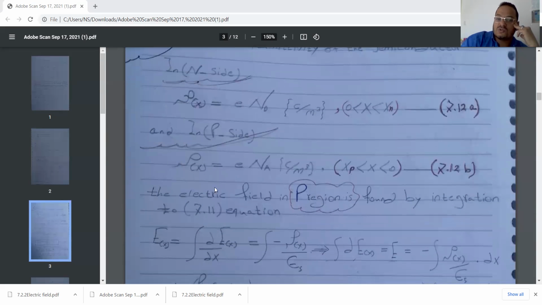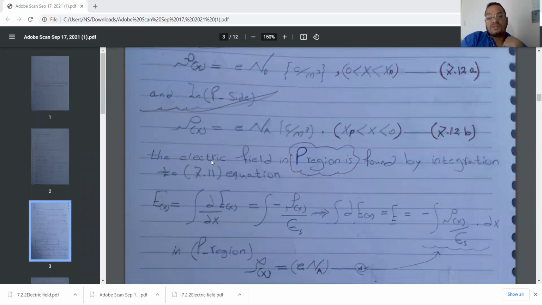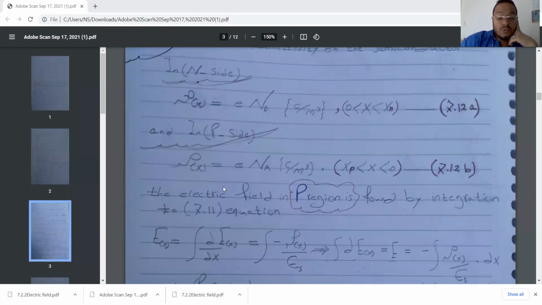Here the volume charge will be different. We just put the acceptor concentration instead of the donor concentration, so this volume charge belongs to the p side. Here the electric field in the p region is found by integration of equation 7.11. That is what we will do.